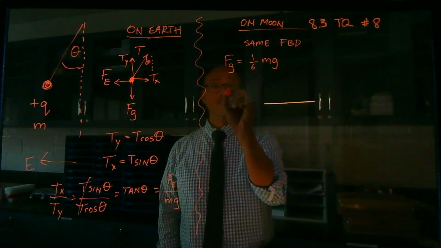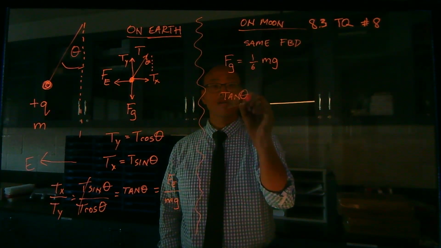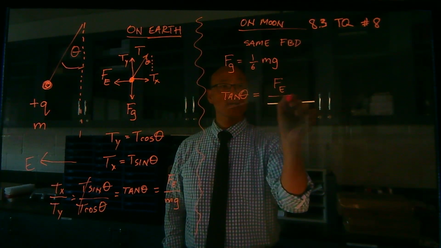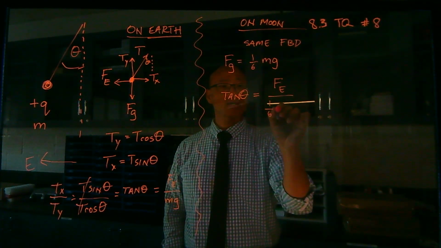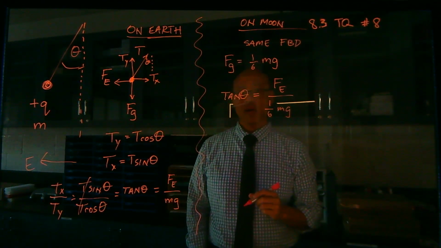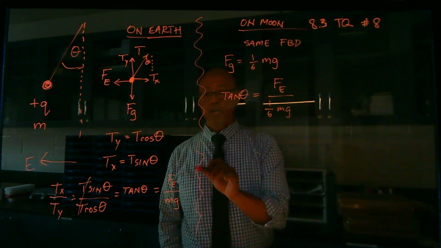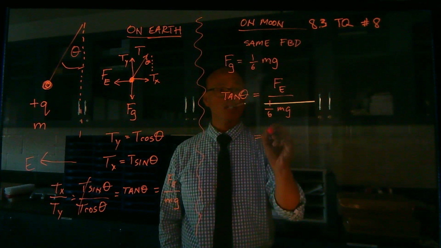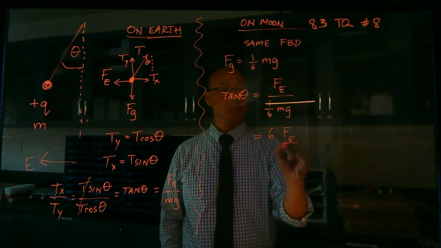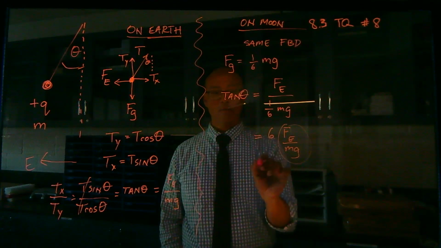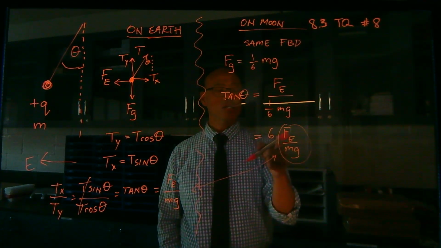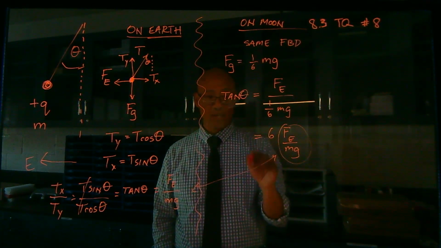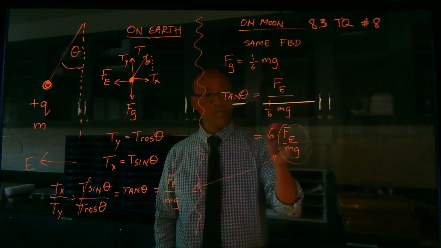Well, the same configuration has to hold. So the tangent of theta has to equal the electric force, that doesn't really change, over 1/6 mg. So how can we take this and have it equal this? Well, that tangent theta has got to be 6 times Fe over mg. So we need to come up with a combination. The answer is whatever combination of changes, either to the electric field or the mass, so that the net effect of those is to multiply by 6.